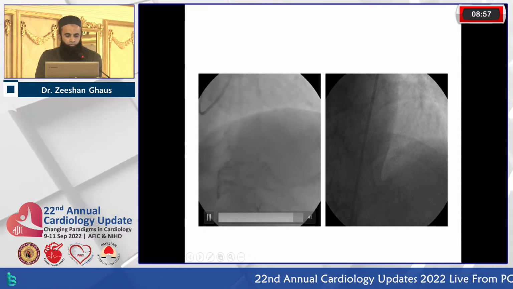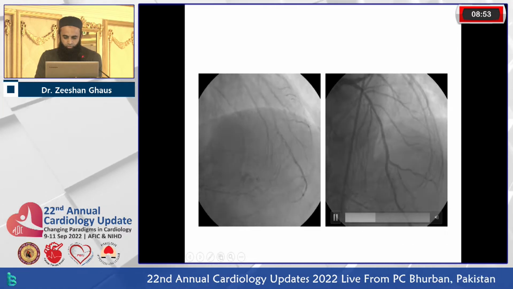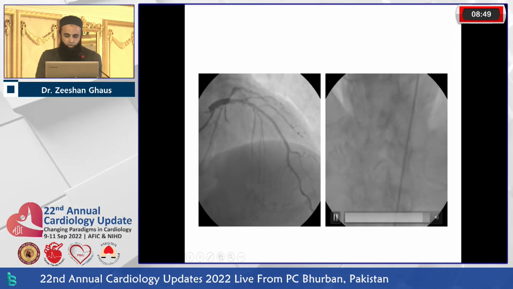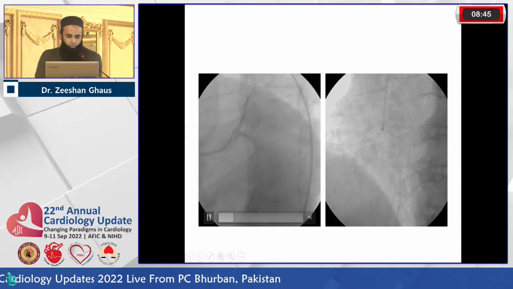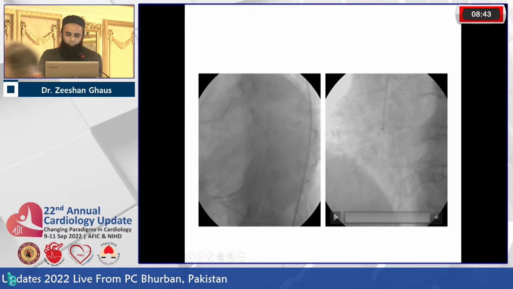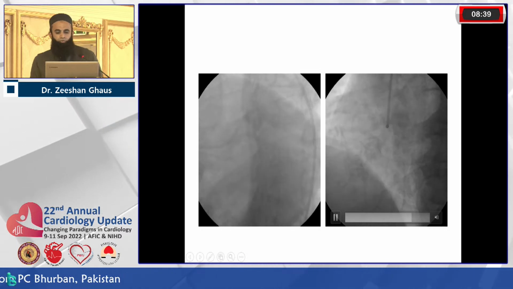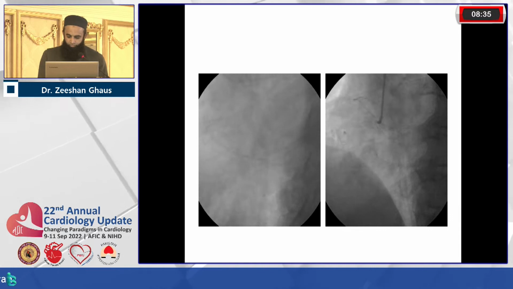That's retrograde filling of RCA. Here we can see, with good collaterals, there is retrograde filling of the RCA. These are the different views, you can appreciate all these views. Here is the RCA totally occluded with a lot of branches, a total proximal occlusion.